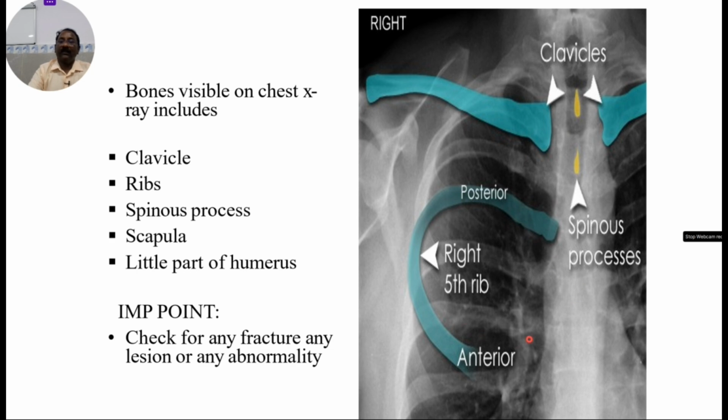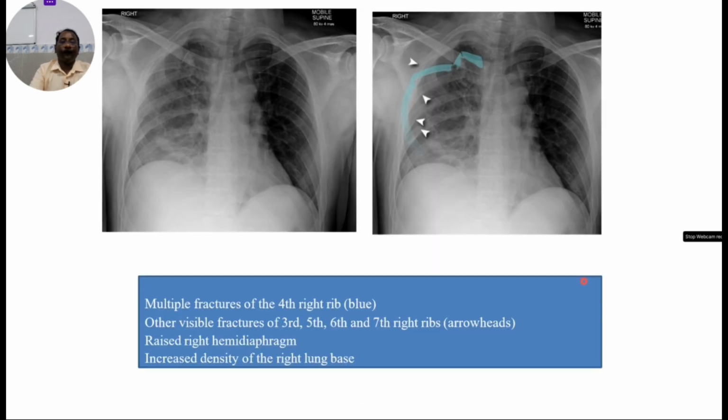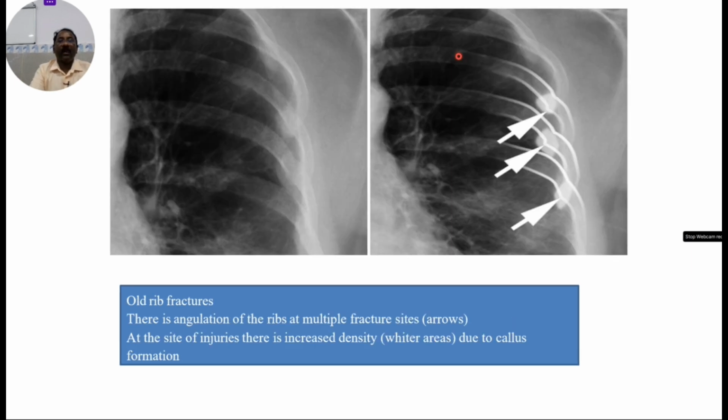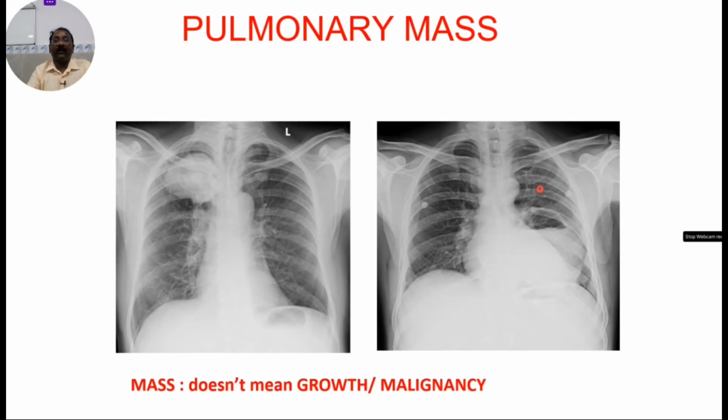Yes. The posterior, anterior, spinous processes. See the multiple fractures here. See one fracture here, one fracture here. Okay. So you can appreciate here. See here, fractures. See the masses here. So a mass doesn't mean a growth of malignancy. Don't think that all masses are because of malignancies. That is the most important take home point. So here a big mass is there, almost like a Pancoast tumor. Okay. See in this abnormality, there is again a big mass here.